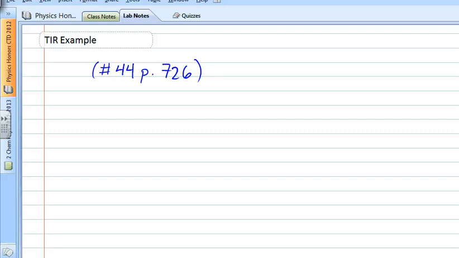Okay, welcome back everyone. In this video we're going to be looking at number 44 on page 726. So this is an example of total internal reflection. In this problem we have a beam of light which is to undergo total internal reflection through a 45-90-45 prism, which looks kind of like this. Let me clean that up a bit. Okay, close enough. And so we have 45, 45, and 90.